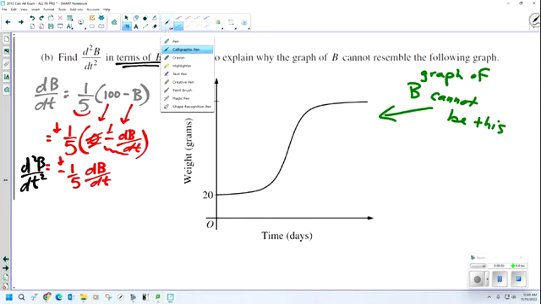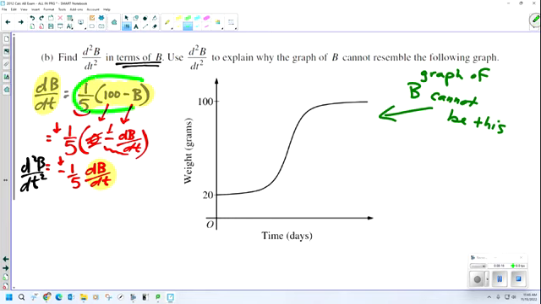So what I'm going to do is, whatever dB/dt is, I'm going to put in there. dB/dt is this. So I am going to take this expression, which is what dB/dt is, and I'm going to put it right there. Okay, so negative 1/5 times 1/5 times 100 minus B.